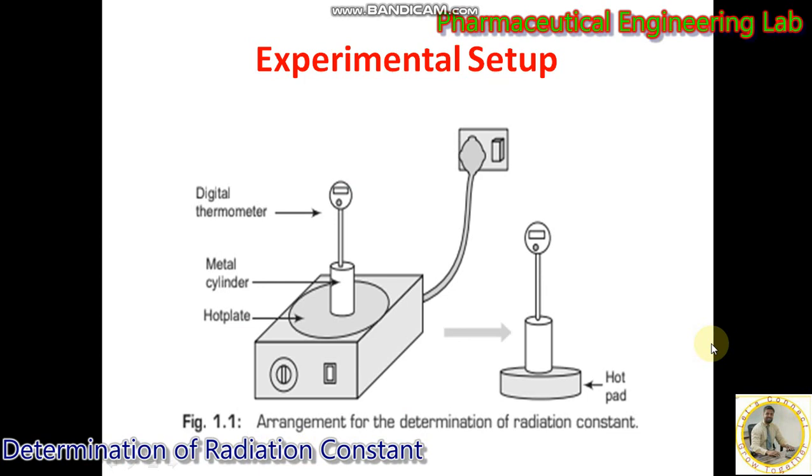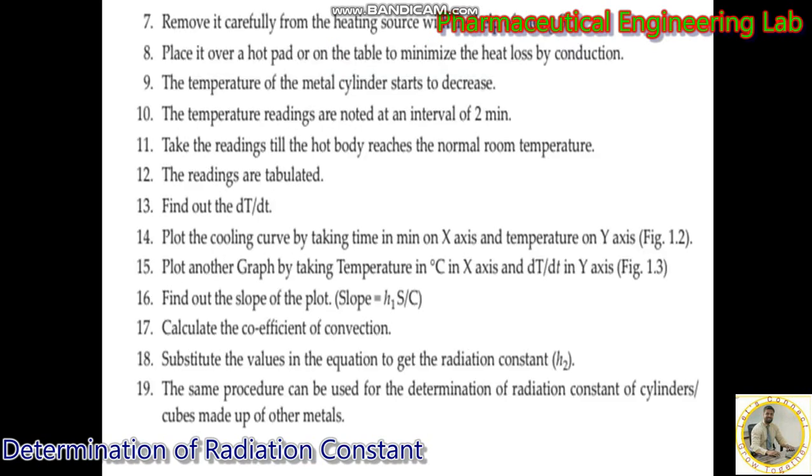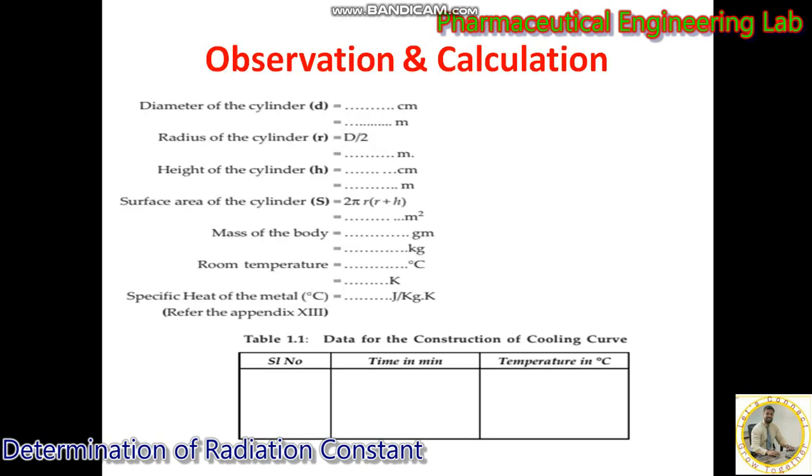Now this is the experimental setup. As you can see, we are going to increase the heat of the metal cylinder with the help of this equipment, and we continuously monitor the temperature, and when it reaches the maximum value we will switch this off and place this metal on a cooler pad, where we are again going to measure its decreasing temperature after every 2 or 3 minutes, continuously until it reaches room temperature, and we will tabulate all these values.